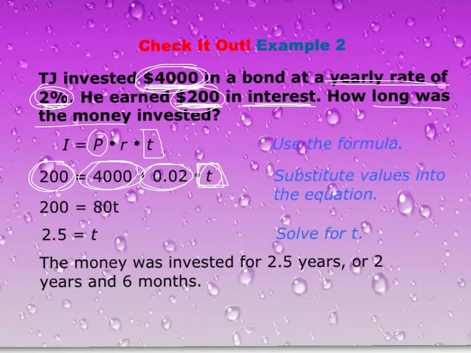To do that, we will multiply these two numbers here, the 4,000 by 0.02, and get 80T. And then we'll divide both sides by 80, and we would get T equals 2.5. Remember, this is talking about years, so it would take 2.5 years, or 2 years and 6 months, for TJ to have $200 extra from the $4,000 that he invested.